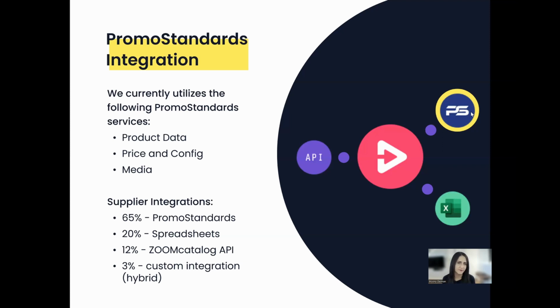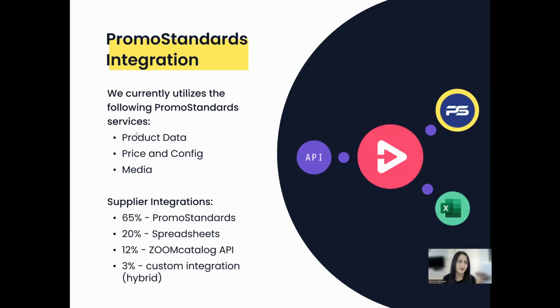And just a little breakdown for some interesting facts. Right now, with the suppliers that have ZOOMstudio, 65% of them are integrated via PromoStandards, 20% are using spreadsheets, 12% are using our API to push their data to us. And then we have a small section of suppliers that have a custom integration. So what the custom integration means is that they possibly need us to use maybe just one of their PromoStandards services or 2 and get the rest of the data somewhere else. Or they have their own API that they want us to connect to. So again, we can work out exactly what is going to meet your needs in terms of getting you set up, and we can integrate that way.